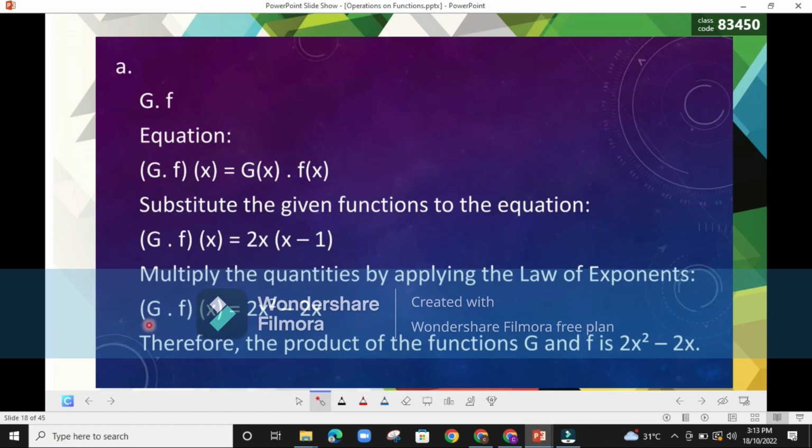Okay, let's have first example, g times f. So we have here the product of g and f equation is g times f of x is equal to g of x times f of x. By the way, the dot here signifies multiplication symbol, and it should be written somewhere at the center. Okay, so substitute the given functions of the equation. We have the product of g and f of x is equal to 2x times x minus 1.